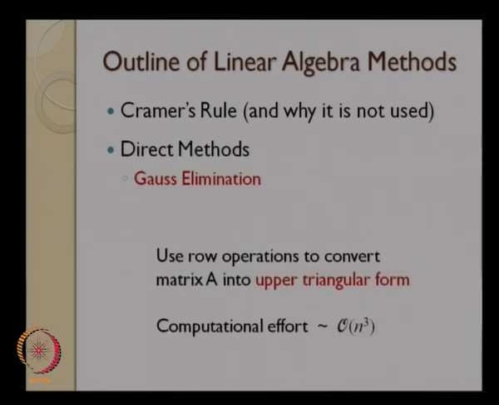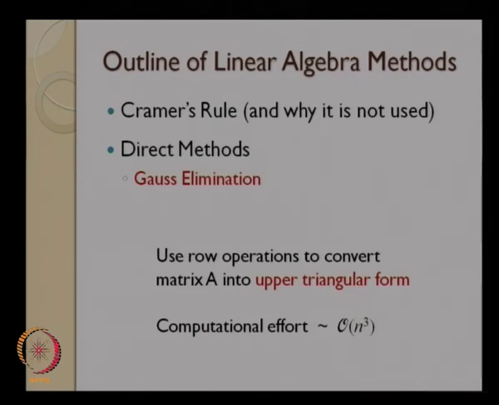Next we covered the direct methods. The first method that we covered very extensively was the Gauss elimination method. The idea of Gauss elimination is to use row operations to convert the matrix A into an upper triangular form. What we also saw in the previous lecture of this module is that the computational effort required in Gauss elimination is of the order of n cubed.